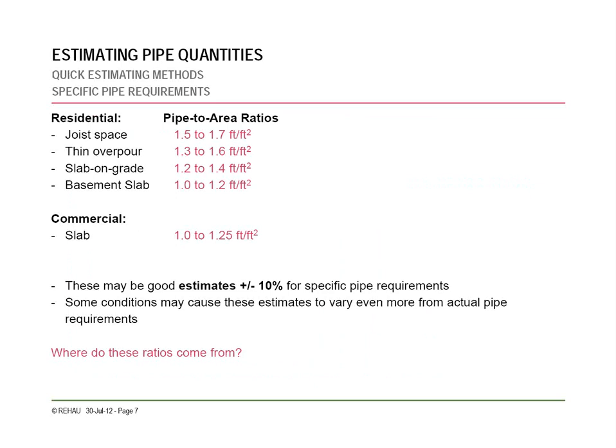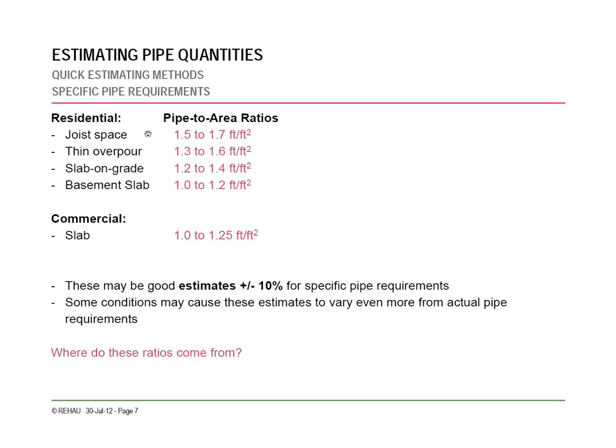Here's some quick estimating methods. These ratios on the right here are just based on the spacing. For a joist space, since you're going to be running 2 lines in each joist space, we're assuming that you have a 16 inches on center joist space, which is going to give you 8 inches on center pipe spacing. That's also a common use for snow melts. We use 9-inch here, which is basically dividing by 0.75, as I'll show you in a sec.